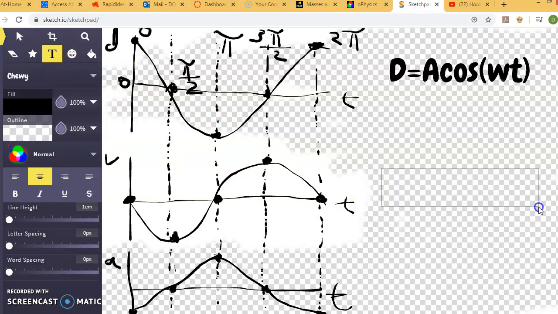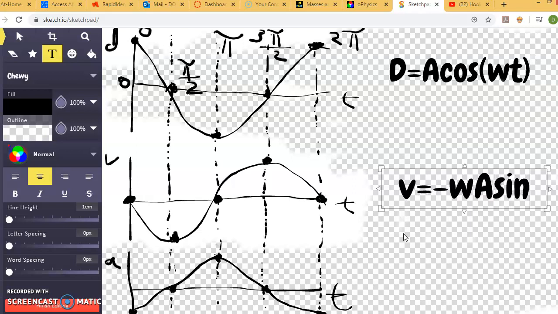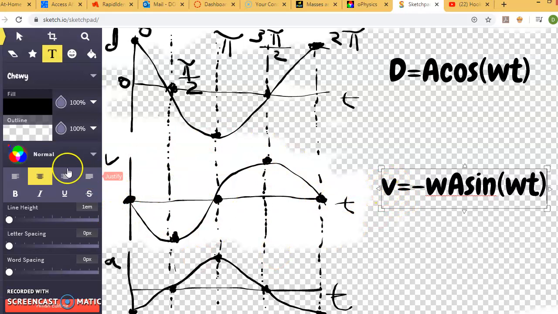Is there an equation for the velocity? There is. What type of function is this? You mathy people, what type of function? Let me hear you now. All right? Velocity is equal to, this is a negative sine graph. That's the equation for velocity. So the velocity of our spring mass system is a sine function. So negative omega times A times sine omega t. This will tell you the velocity.